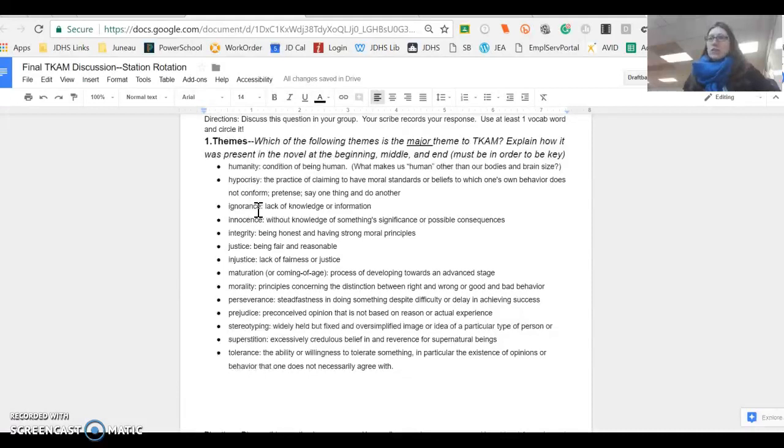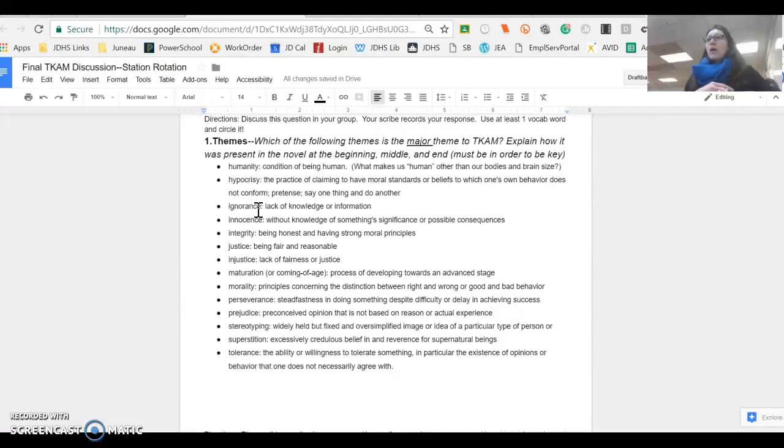So if you're ready, question number 1 is about themes. There's a list of themes here on your paper, and I'd like you to determine out of all these themes which one is the major theme of To Kill a Mockingbird. And if it's major, we know it's going to be present in the beginning, in the middle, and in the end. So we have humanity, hypocrisy, ignorance, innocence, integrity, justice, injustice, maturation, morality, perseverance, prejudice, stereotyping, superstition, and tolerance. If you want to suggest a different theme, you certainly may.